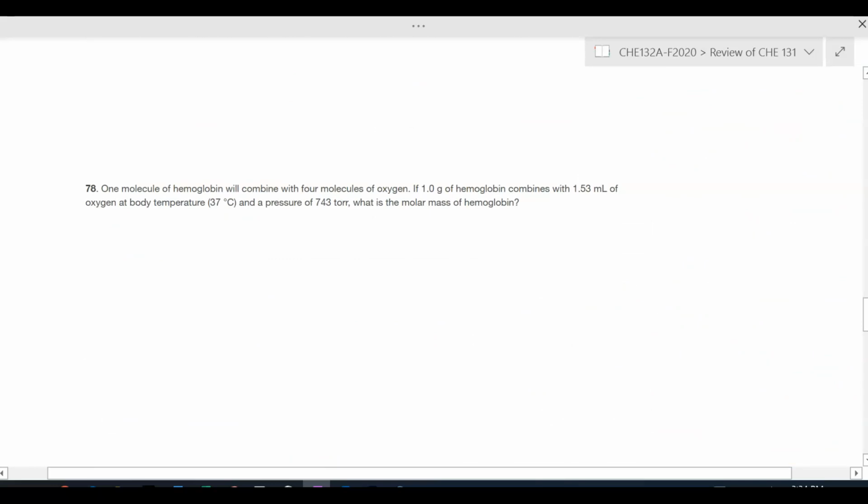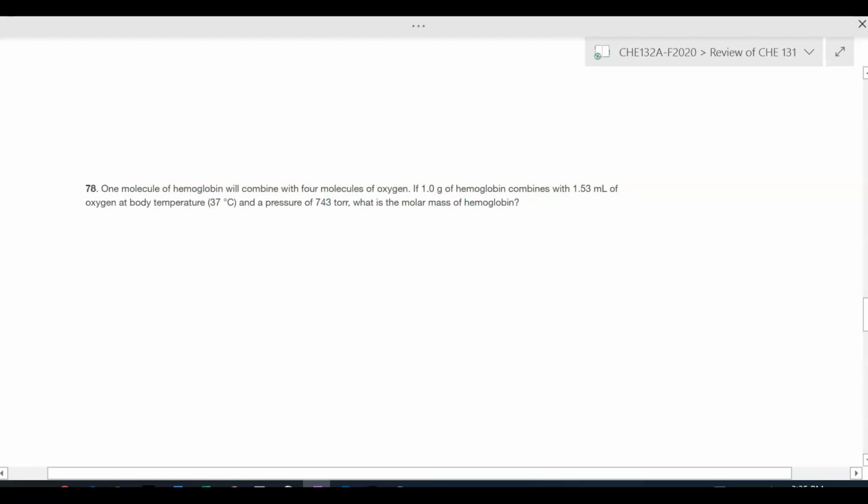Question, I thought this was a kind of a cool one. We were told that 1 molecule of hemoglobin, which of course is the respiratory protein in our bodies that carries oxygen from our lungs out to our cells. If we have 1 gram of hemoglobin and it combines with 1.53 milliliters of oxygen at body temperature and a pressure of 743 torr, what is the molar mass of the hemoglobin?